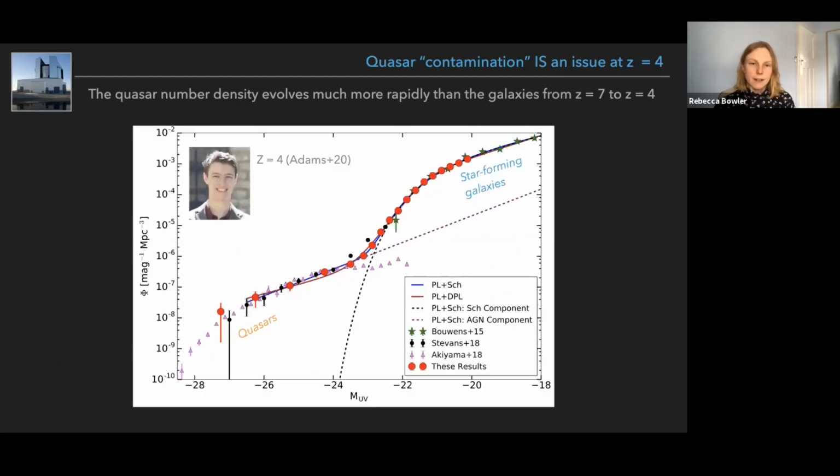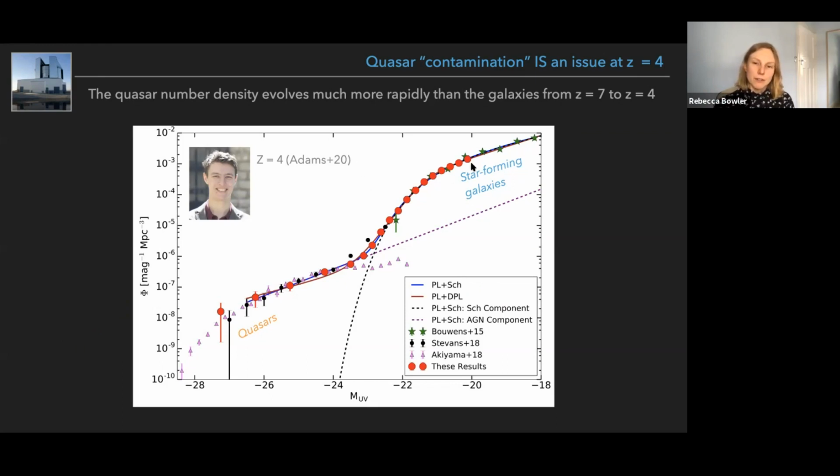So just to quickly highlight some work by my PhD student, Nathan Adams. He's been looking at the redshift 4 luminosity function, so a little bit lower redshift. And I just showed you that quasars can't explain our redshift 7 results, but this quasar contamination, in quotes, is an issue at redshift 4. I put contamination in quotes here because they are high redshift galaxies. It's just not quite what we're looking for. They're dominated by the black hole.